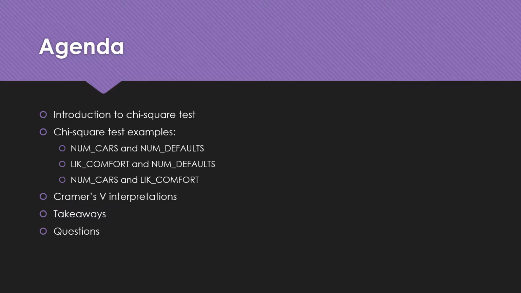So the content of my presentation is going to be, first I'm going to talk about the introduction to the chi-square test. Then I'm going to give 3 examples of chi-square tests. Then I'll talk about the Cramer's V interpretations. It's going to be a table that's going to interpret any value you get from the Cramer's V. After that, I'm going to talk about the takeaways. Then I will open room for your questions.